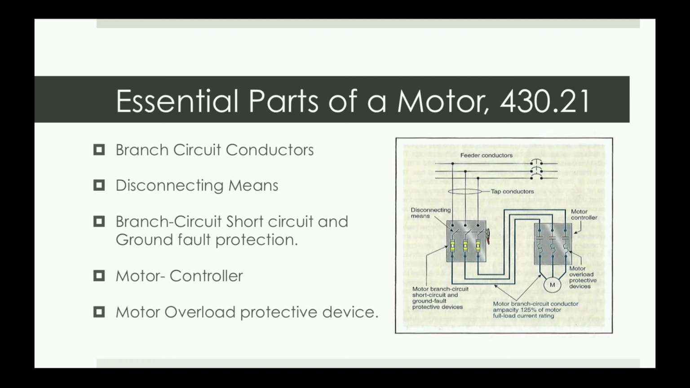Alright, so we have the motor in the description. However, the parts that we are going to need in building out our motor are the branch circuit conductor, its disconnect means, and branch circuit, short circuit, and ground fault protection, right? And the motor controller, which is the diagram on the right, and the motor overload protective device.